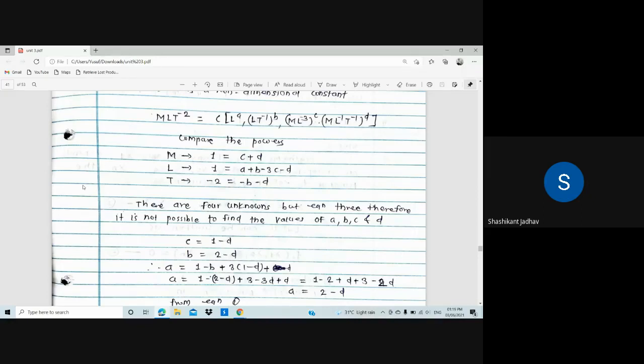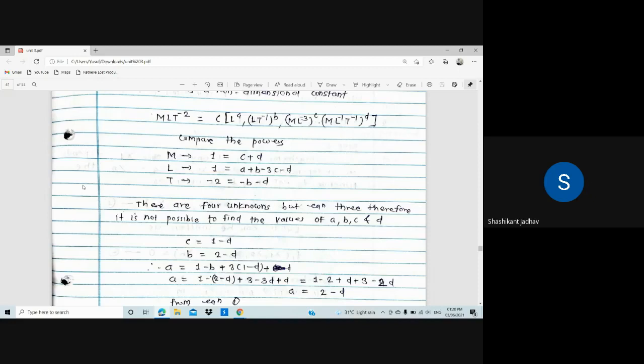Then we have to compare the powers of L. In the left hand side, what is the power of L? That is 1. In the right hand side, L is present in all four parameters: L raised to a, L raised to b, L raised to minus 3c, and L raised to minus d. So 1 is equal to a plus b, minus 3c, minus d.